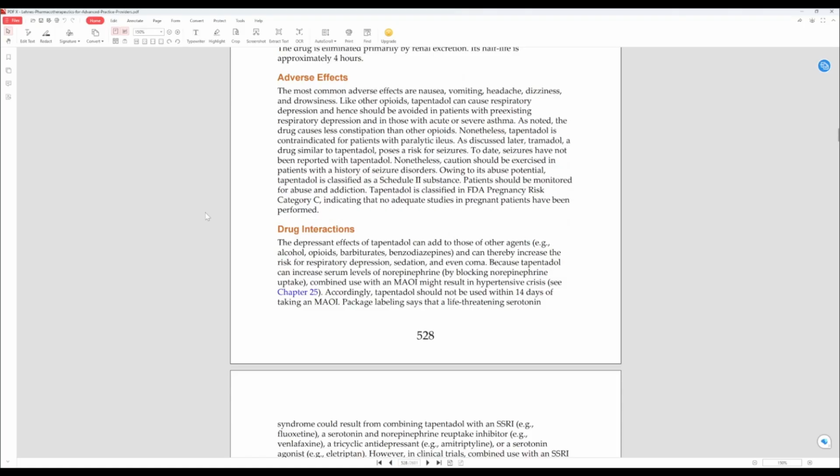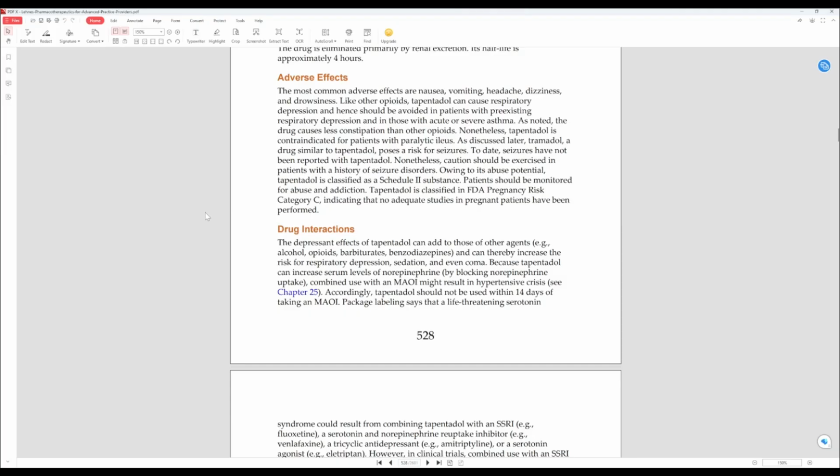Its adverse effects. Again, the most common adverse effects would be nausea, vomiting, headache, dizziness, and drowsiness. And like other opioids, it can cause respiratory depression, so it should be avoided in patients with pre-existing respiratory depression or in those with acute or severe asthma. Again, as noted, the drug causes less constipation than other opioids. Nonetheless, it is contraindicated with patients who have a paralytic ileus.